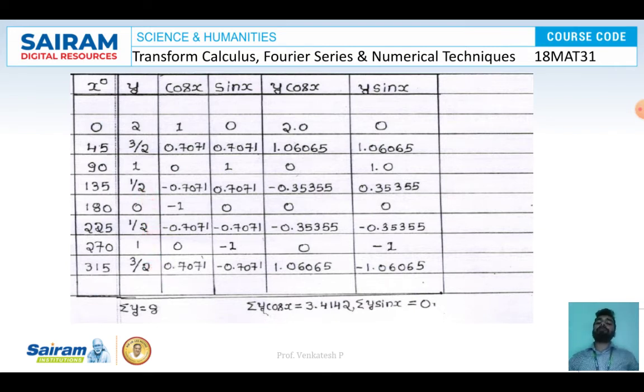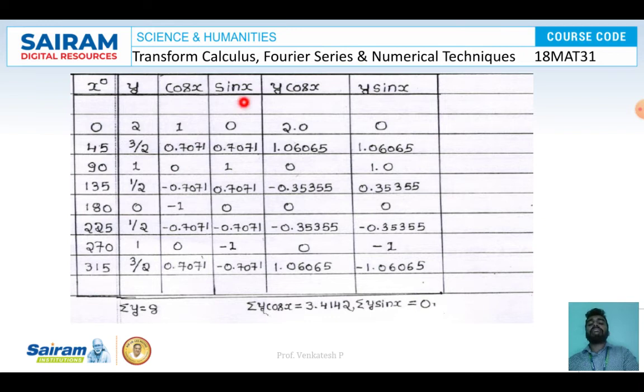So now I'll be finding cos x and sin x. So cos 0 will be 1, cos 45 is 0.7071, cos 90 is 0, cos 135 is minus 0.7071, cos 180 is minus 1, cos 225 is minus 0.7071, cos 270 is 0, cos 315 is 0.7071.